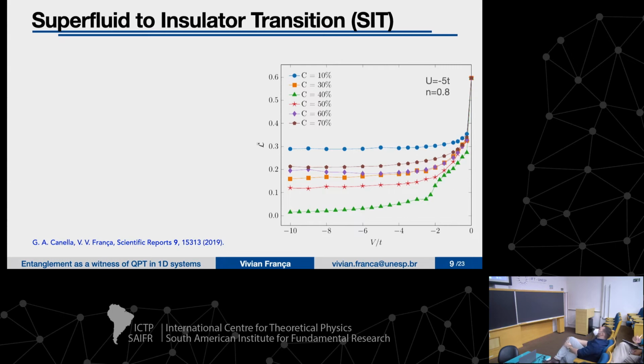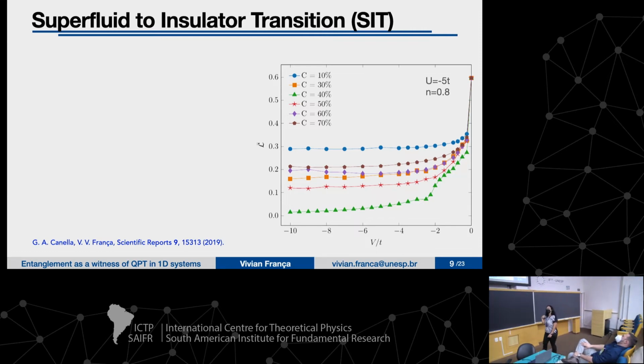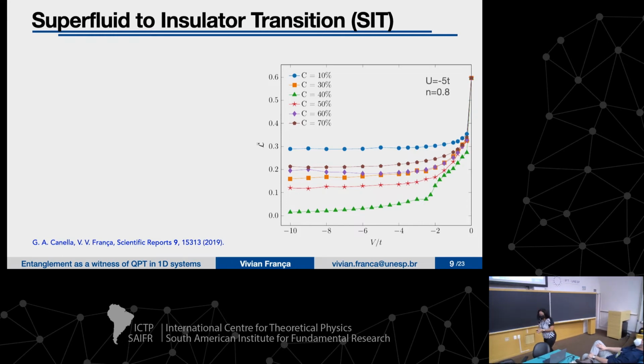First, we analyze the case where I started with attractive interaction, so I expect to have a BCS superfluid. And then I turn on the disorder strength. And this is my average linear entropy obtained in that way as a function of the disorder strength for several concentrations of impurities.